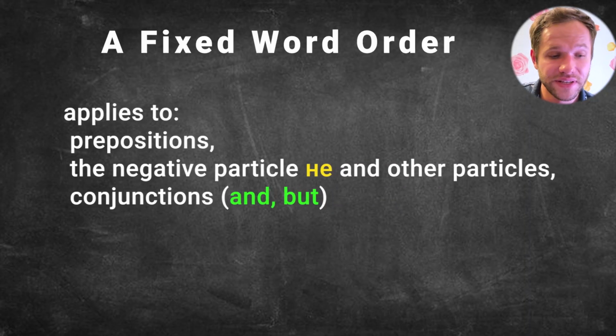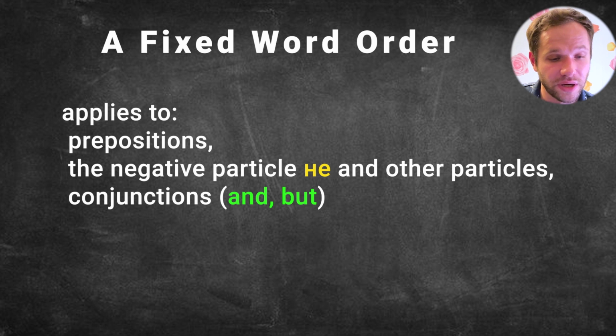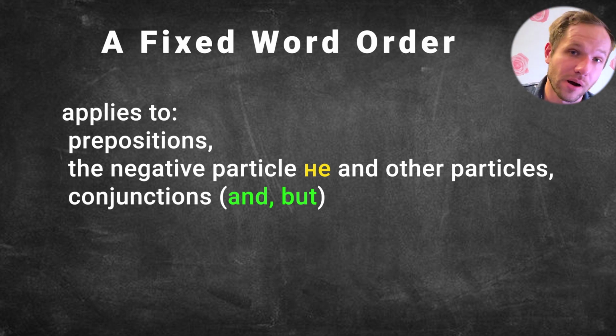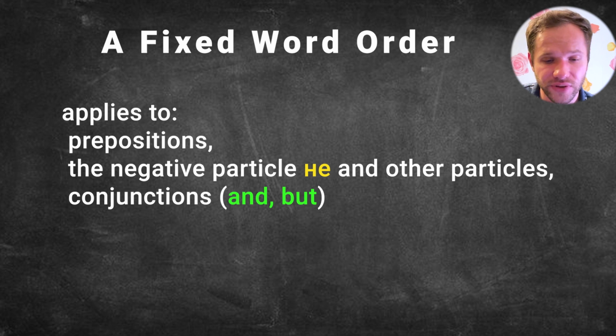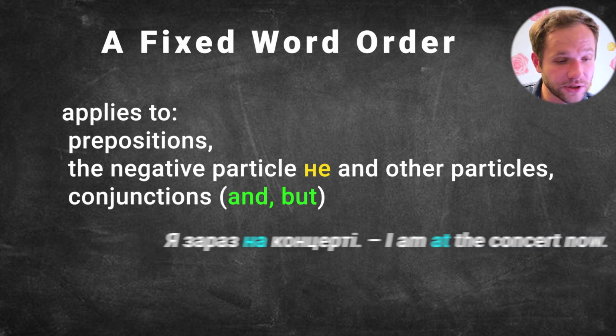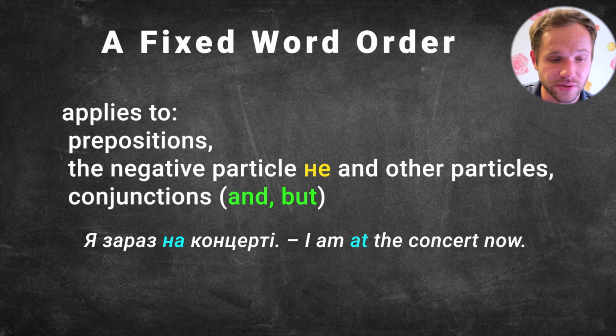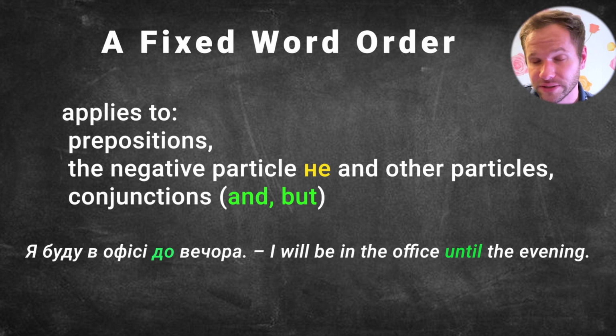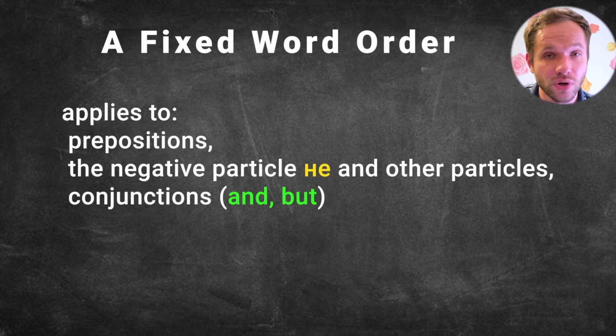A fixed word order applies to prepositions. The negative particle ne and other particles and conjunctions, and, but, are more or less firmly fixed to the words that they precede. So if the word order is changed in the sentence, the words that are connected to prepositions, particles, or conjunctions occupy their new place together with these prepositions, particles, or conjunctions. In everyday speech, the same goes for nouns that are connected with adjectives. For example, red car, червона машина.